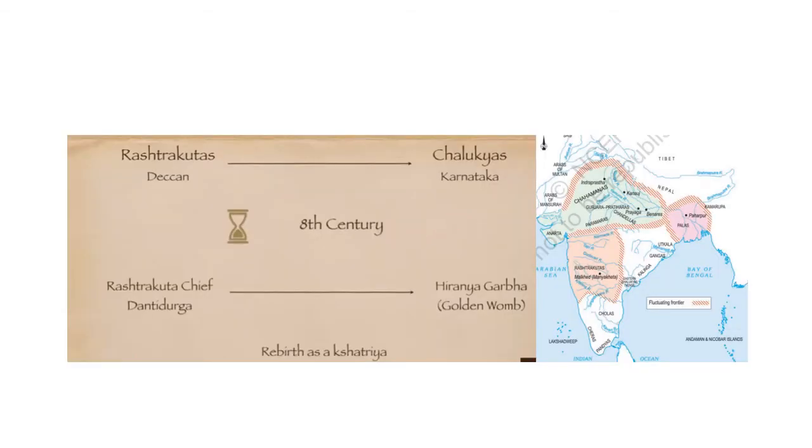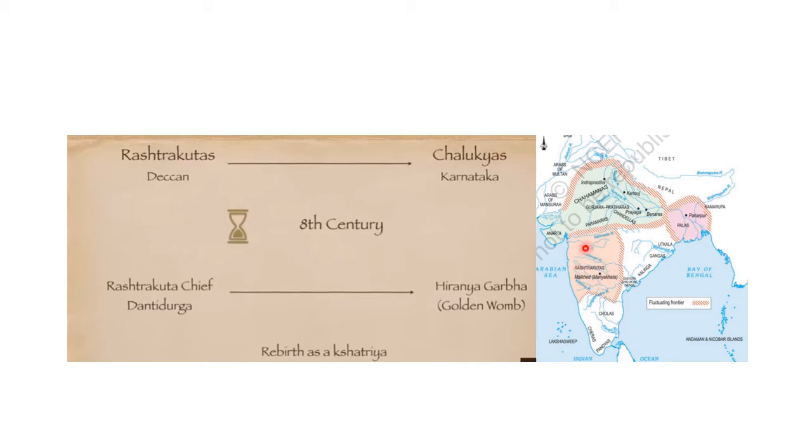So children, when the Samants became powerful, they began to assert their independence and wanted to break away from the empire, and they even overthrew their kings and declared themselves as kings. Now we'll take an example of one such Samant who overthrew his king. Here you can see the Rashtrakutas in the Deccan, the Karnataka region. They were first the Samants of the Chalukya kings who were ruling in Karnataka, so they were subordinates of the Chalukya kings.